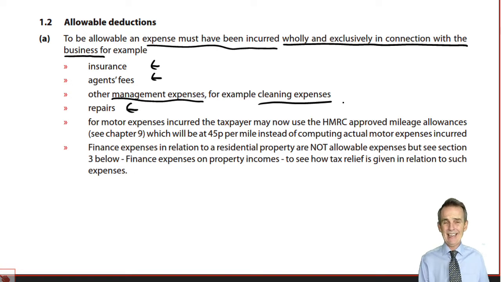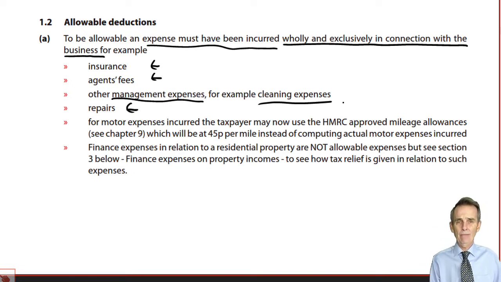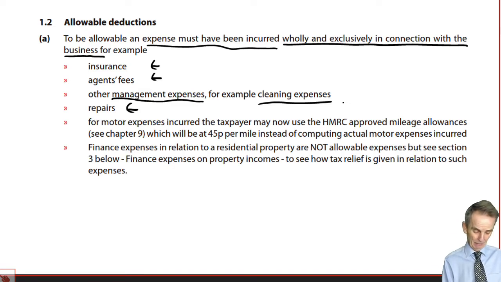So within any tax year, there may be dozens and dozens of different occupants of that particular property. And between each occupancy, each holidaymaker coming to spend time in your property, you've got to clean that property out. Something that's been particularly true, of course, due to the dreadful pandemic that we've all endured. So cleaning expenses would be a perfectly allowable expense.